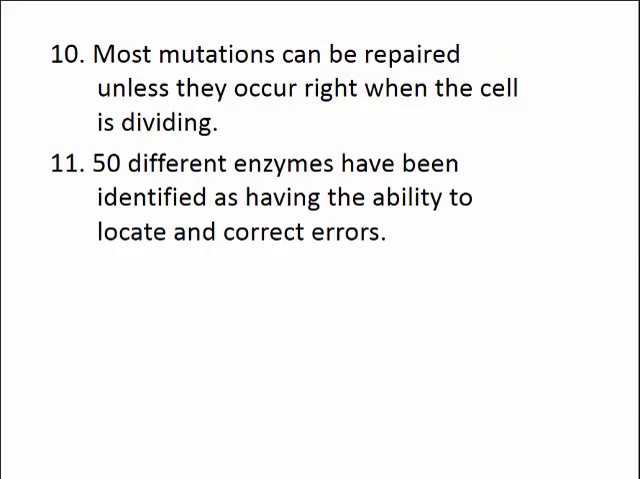Most mutations can be repaired unless they occur right when the cell is dividing. And we'll look, when we get into genetics a little bit more, at how those mutations can occur. But we do have as many as 50 different enzymes that have been identified as having the ability to locate and correct errors.